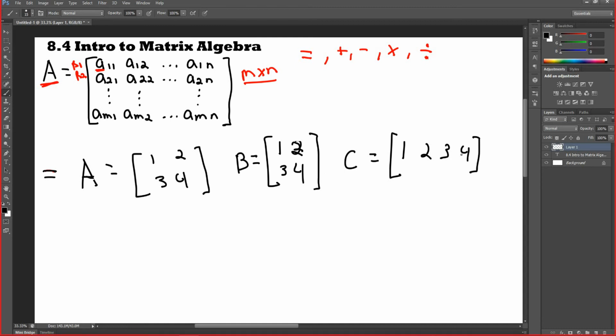Two things have to be true about matrices. I'm actually going to make a fourth one. D is 1, 2, 3, 0.